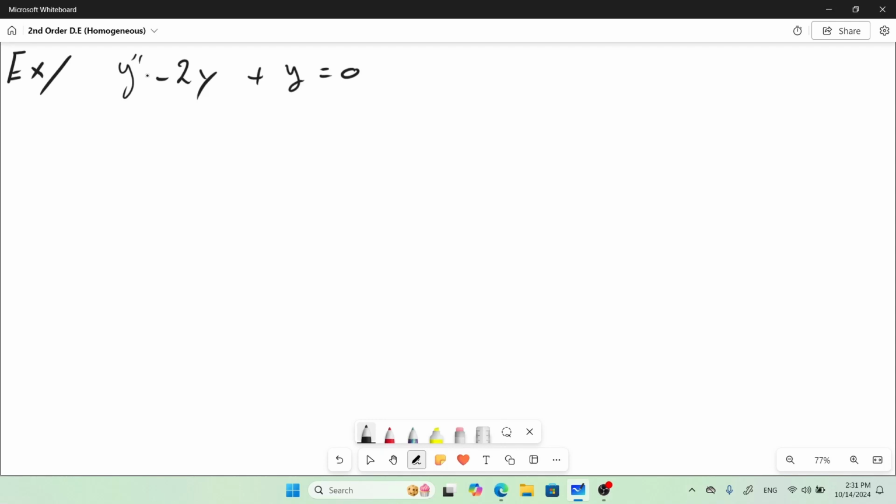We have y double dash minus 2y dash plus y is equal to 0. Now solution, the first step is to find the second degree equation. So the y double dash gets replaced with r squared, we have the same sign, minus 2, and y dash gets replaced with r, plus 1 is equal to 0.